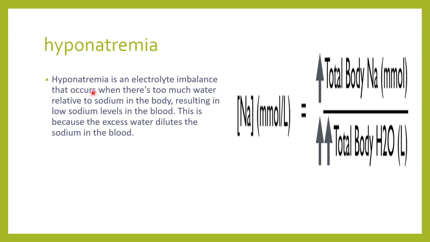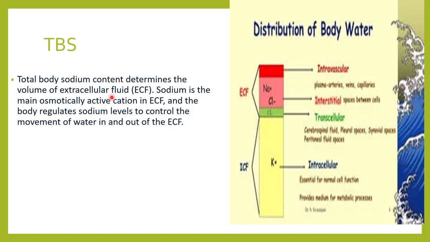Hyponatremia is an electrolyte imbalance that occurs when there is too much water. So because there is too much water, the sodium which is there appears less. There is relatively low sodium in the body, which results in a low sodium level in the blood. So this is what you have to remember. When you hear about hyponatremia, it is the relative increase in water which is causing the decrease in sodium.